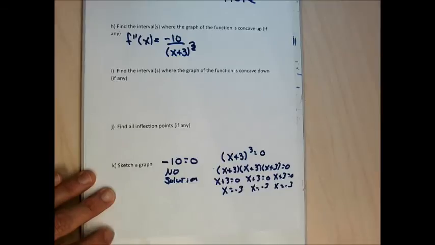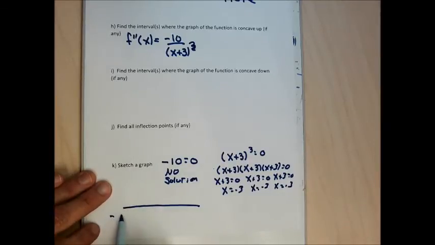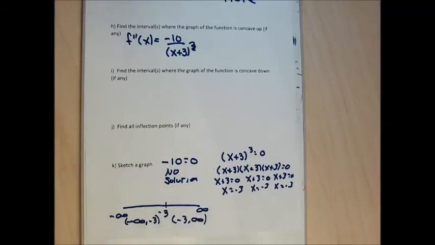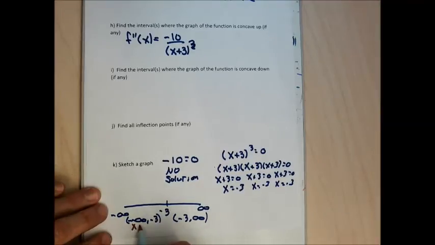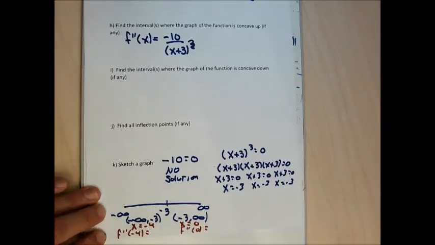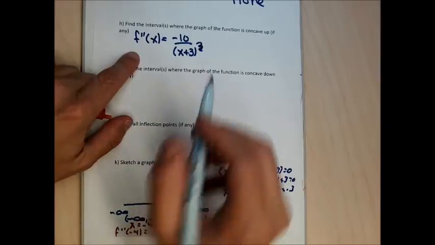So I'm going to create a number line that has negative infinity on the far left edge, positive infinity on the far right edge, -3 between them, create an interval from negative infinity to -3, an interval from -3 to infinity, and then in each interval I need to pick a number and plug it into the second derivative. In the first interval, I'm going to pick x equal to -4. In the second interval, I'm going to pick x equal to 0. I need to find f double prime of -4, and I need to find f double prime, or the second derivative, evaluated at 0.